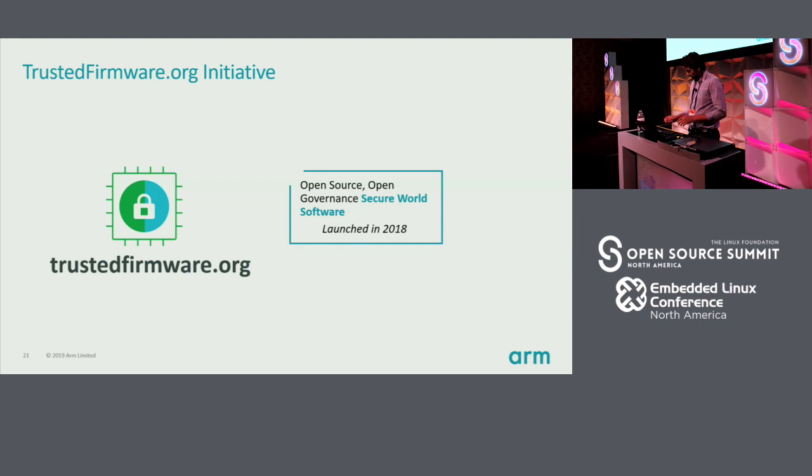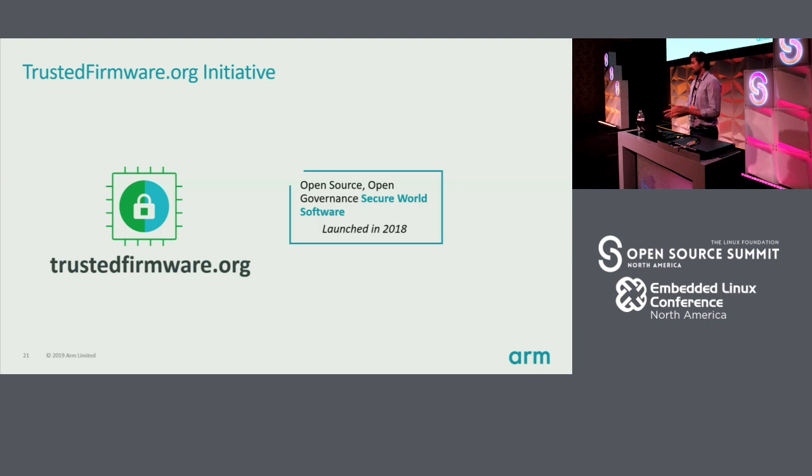TrustedFirmware.org. This is an initiative from ARM to move to a more collaborative environment, where instead of ARM trying to push, saying that this is what you have, this is what you should do, try to get more people, more companies on board, and have a collective thought about how this should be done in terms of how do we solve these challenges in terms of technology, how do we solve some of the operational challenges in getting there.